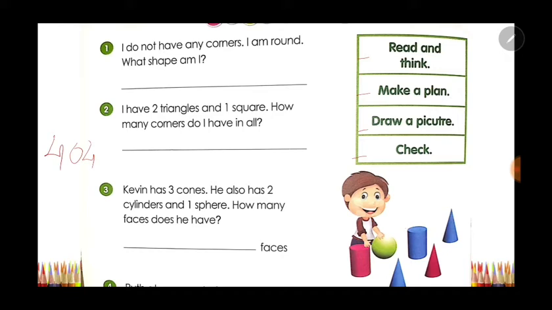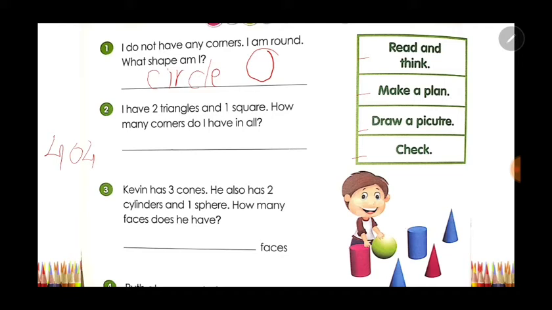I don't have any corners. I'm round. What shape am I? What do you call this shape with no corners and round, round, round? Perfect. It's a circle. Circle is round. Circle has no corner.